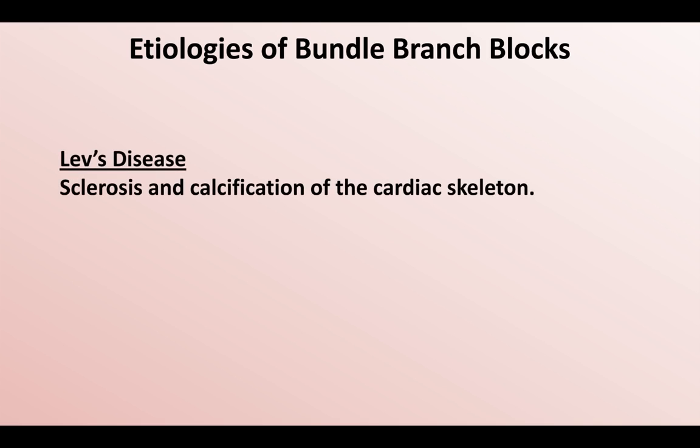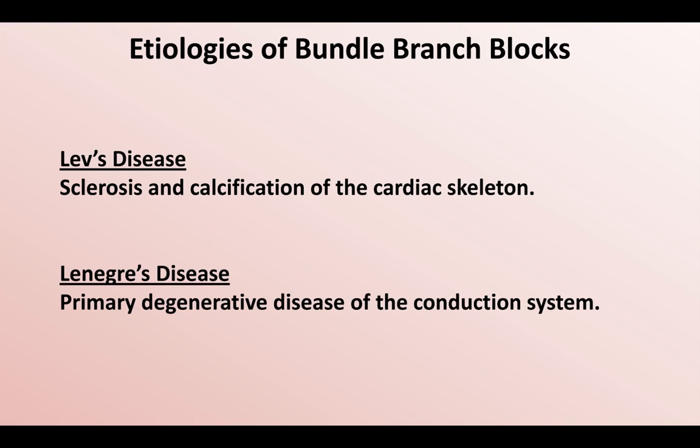First is Lev's disease. This is sclerosis and calcification of the cardiac skeleton. It manifests predominantly in the aortic and mitral rings and only becomes problematic when that pathologic process begins to extend into the conduction system. Then there also is Lenègre's disease, which is the name given to primary degenerative disease of the conduction system. This presents in younger patients, may be hereditary, and can eventually progress to complete heart block.